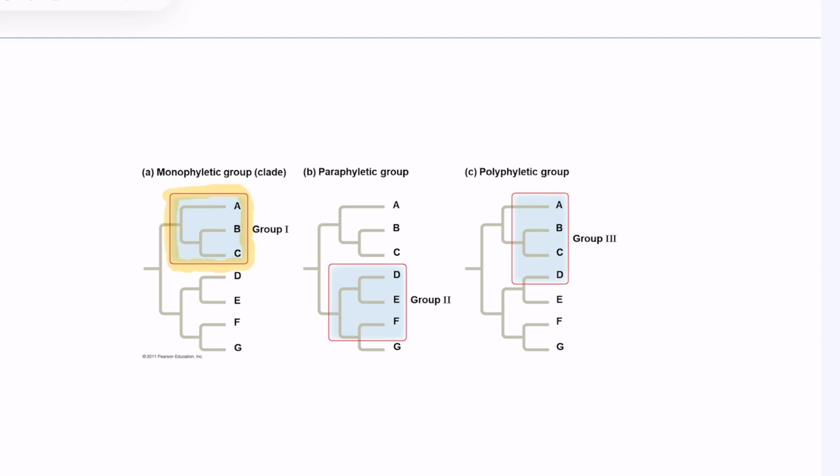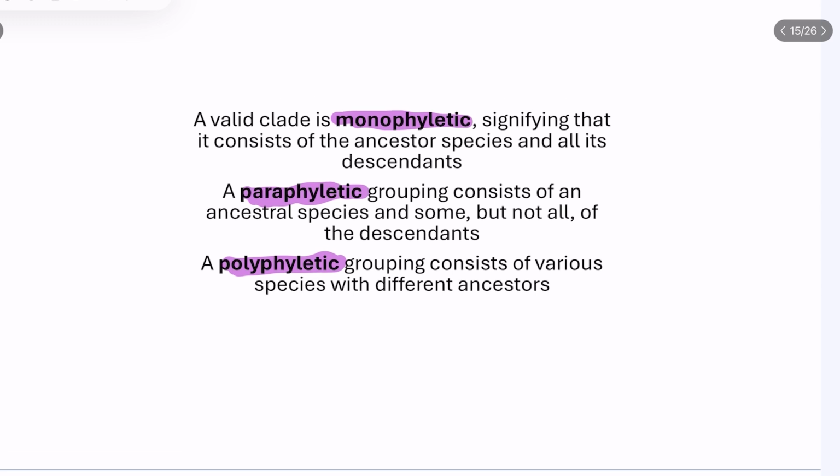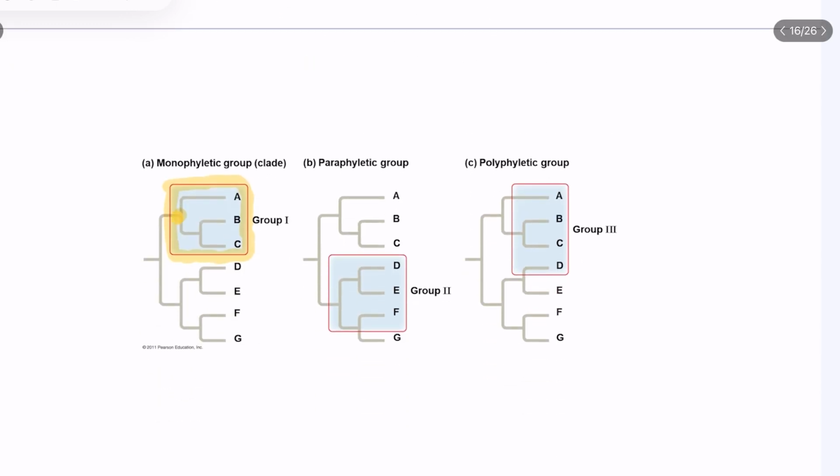Okay, A, B, and C, this is called a clade because they share a common ancestor here. Monophyletic signifies that it consists of the ancestor species and all its descendants. So this is the ancestor species, and A, B, and C are descendants. This clade includes all the descendants and the ancestor species. That's why it is called a monophyletic clade.